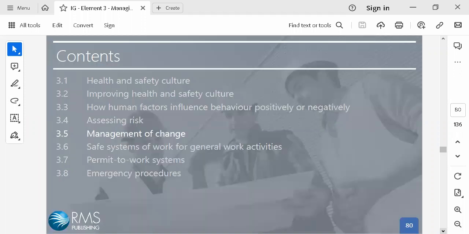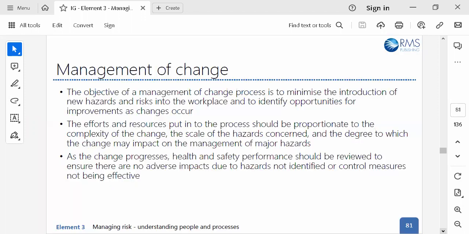The other topic, management of change. The objective of the management of change process is to minimize the introduction of new hazards and risk into the workplace and to identify opportunities for improvements as change occurs. Because change may occur in our project or in our organization. So we need to manage that change.